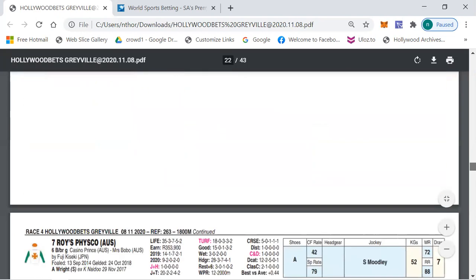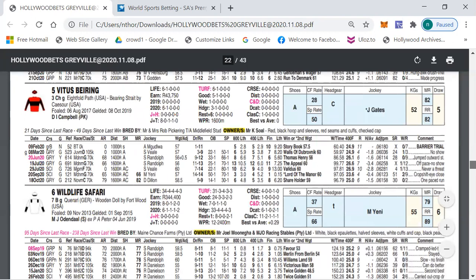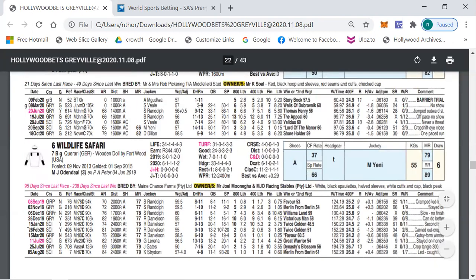In my outsider selections, number 6 is Wildlife Safari. It's also a horse that's consistent, always 3 lengths behind, 4 lengths behind, and has run against stronger opposition, Dynasty's Blossom, Berlin. I do think Wildlife Safari can be involved in the finish today, as with my other outsider selection.